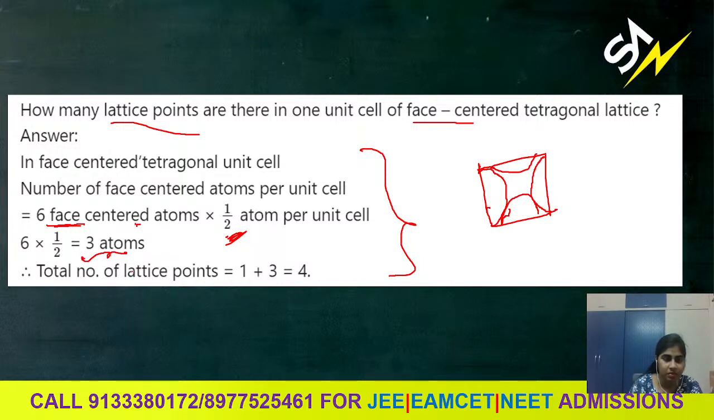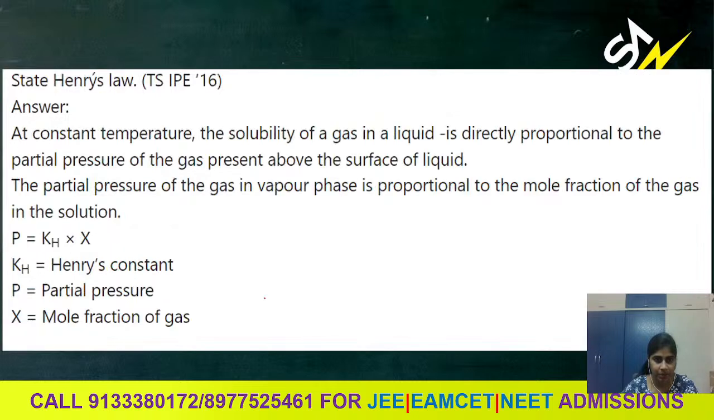Therefore the number of lattice points is the sum of the atoms present in the FCC. We have one complete atom and 3 face centered atoms per unit cell, that is 1 plus 3, which is equal to 4. Completely we have 4 lattice points in FCC. You can expect these types of questions also.